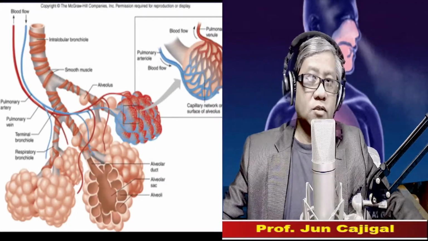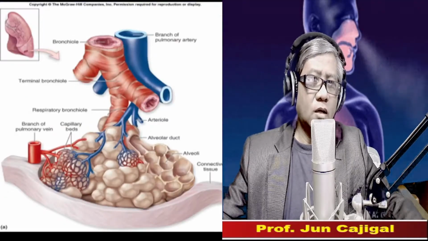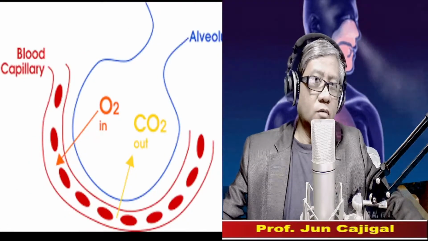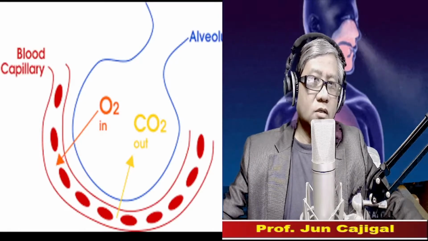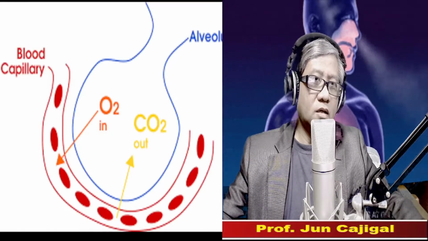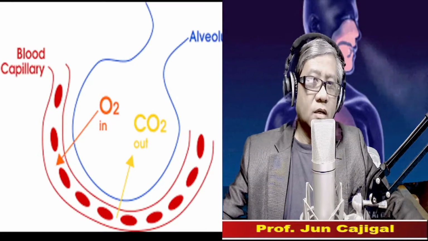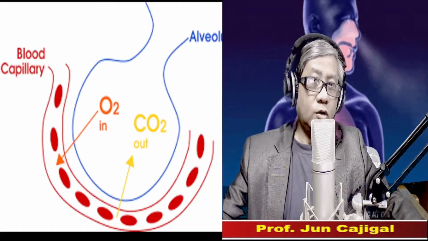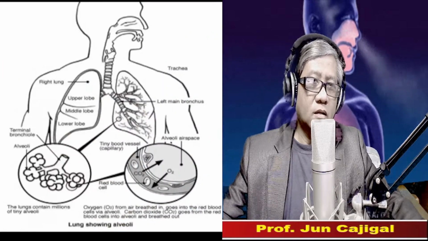Now the question is, what happens inside the alveoli? The alveoli allow the exchange of gases. So carbon dioxide from the blood is expelled while oxygen from the environment is taken in by the blood. So the blood now becomes oxygenated and goes to the pulmonary vein back to the heart. So the alveoli allow this exchange of gases between the external environment and the blood.